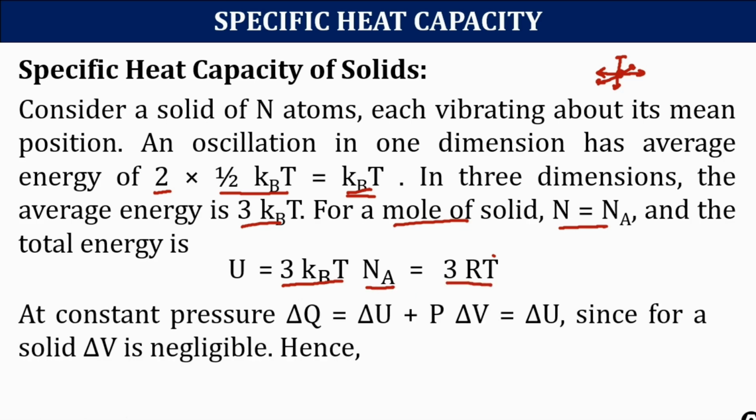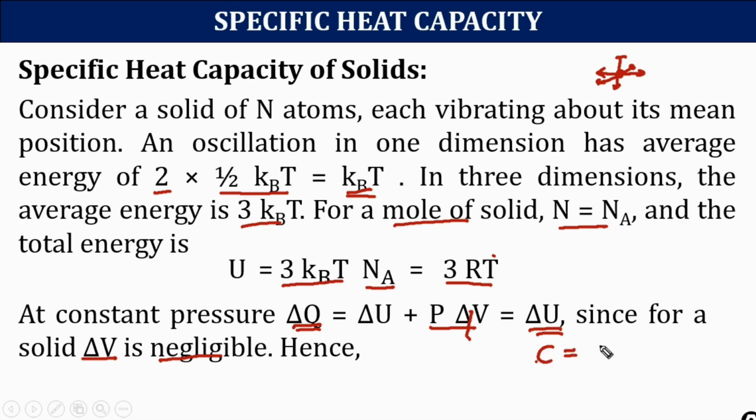At constant pressure, we know that the first law of thermodynamics suggests delta Q is equal to delta U plus P delta V. In case of the solid, the change in volume is almost 0, so work done is almost 0. Therefore delta Q is equal to delta U. Hence, for specific heat capacity, students, observe again: unlike gas, here there are no 2 types of specific heat capacity. It is represented as C only.